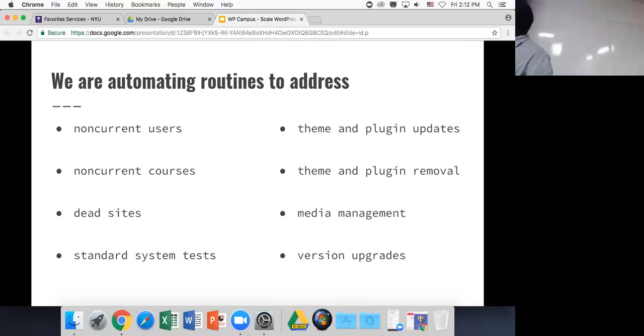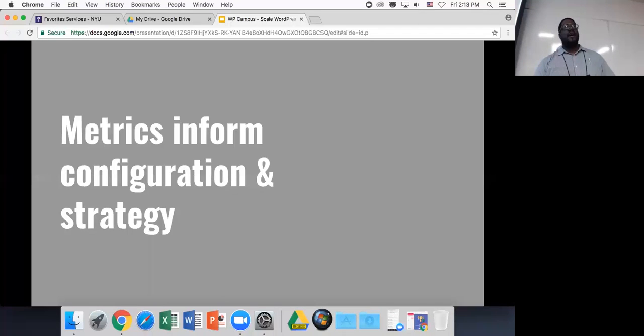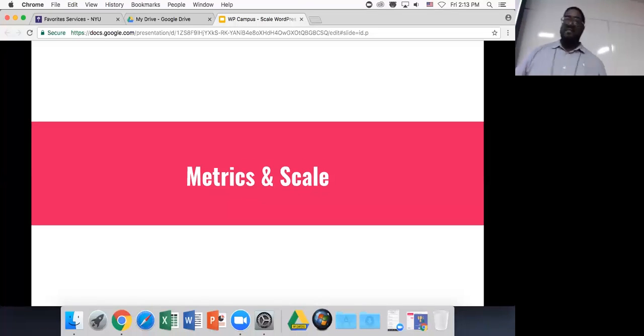We have to establish policies around, for instance, what to do about non-current users, non-current courses, dead sites, all of these things. We can automate updates, whether or not a theme or plugin has to be removed. We've done some of these projects, and the key is trying to establish automation so it doesn't all have to be manual. This is the way it's been going, and metrics is really what informs all of this. It's not just about technical configuration, but also about our strategy. And so Peter is going to talk a bit about the metrics.